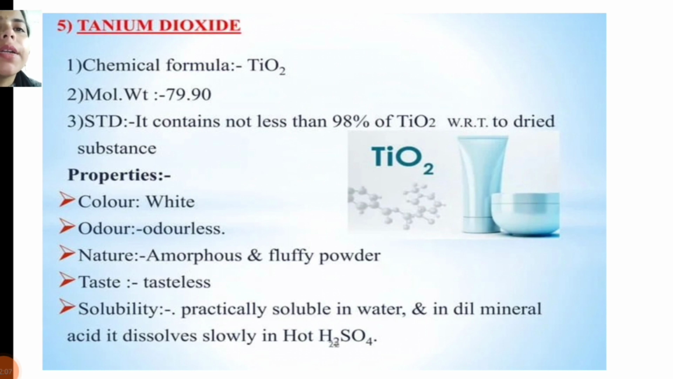Next is titanium dioxide. Their chemical formula is TiO2 and molecular weight is 79.90. It contains not less than 98% of TiO2 on the dried substance. Their properties: white color and odorless, amorphous and fluffy powder, tasteless, practically insoluble in water and in dilute mineral acid. It dissolves slowly in hot H2SO4.